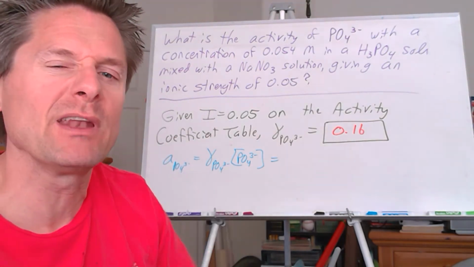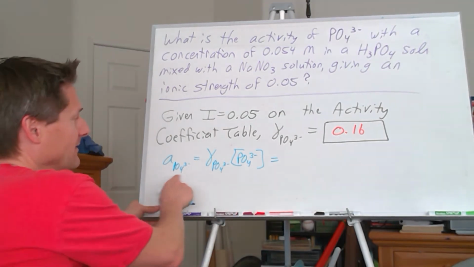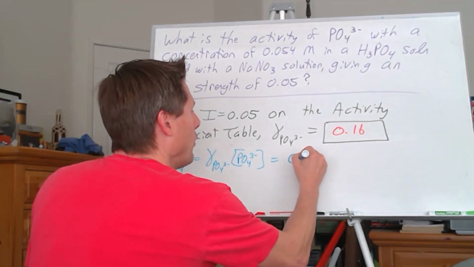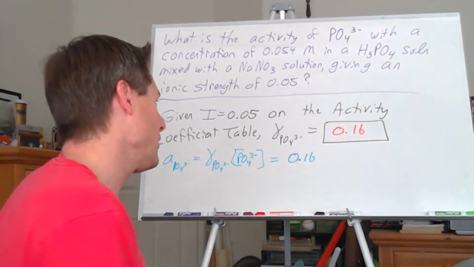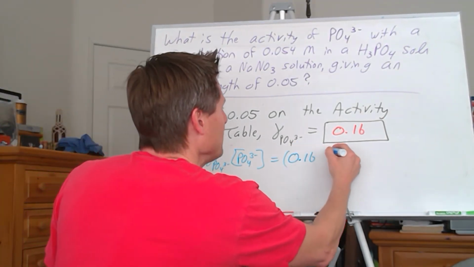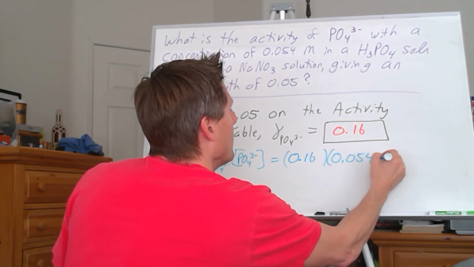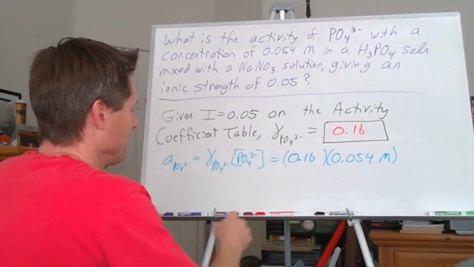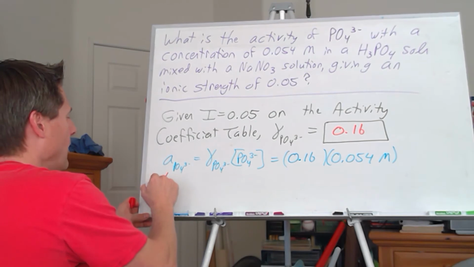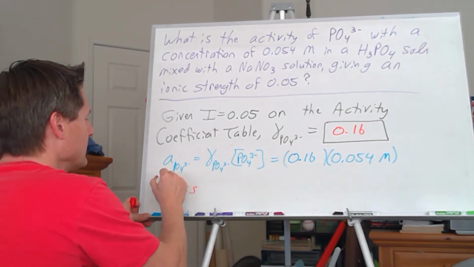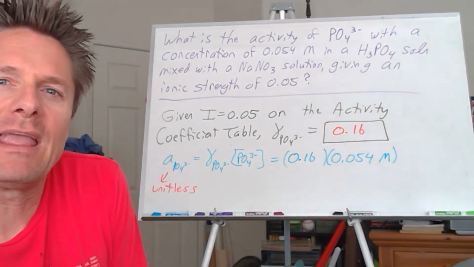Of course, if it was in between, we'd interpolate that. So now it should be pretty easy to calculate this. The activity will be the activity coefficient, 0.16. Now we're missing something, but I'm going to see if you can figure that out on your own. Times the molarity, which is 0.054 molar. Now, you tell me, activities are unitless. Remember when I introduced the activity, the equilibrium expression and the equilibrium constant.